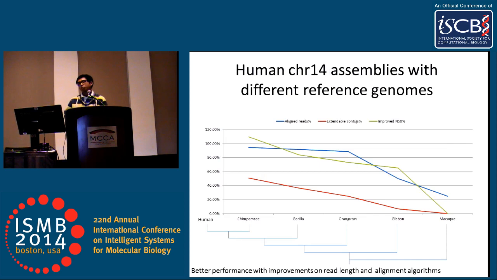So we don't actually have the quantification, but the experience is the closer the two species are, the better assemblies we can achieve. So from the chimpanzee genome to macaque, the similarity to human drops, so we got smaller improvements. Okay, thanks.